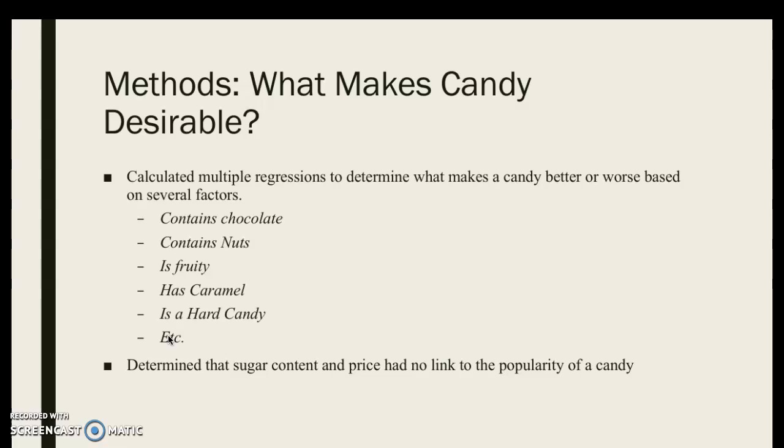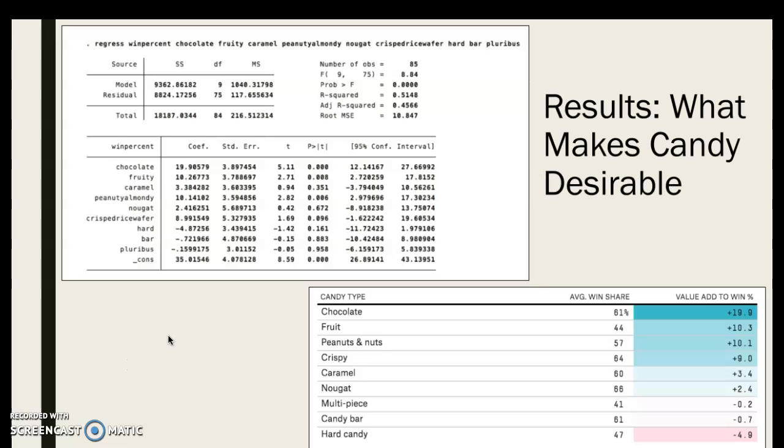Now, what makes a candy desirable? Oh, sorry, I meant the method used to determine what makes a candy desirable was calculating multiple regressions, and it was based on several factors, such as whether the candy contained chocolate, if it contained nuts, if the candy was fruity, if it had caramel, if it was a hard candy, and etc. The factors that they did not use were sugar content and price, because they determined that those factors had no link to the popularity of the candy. And these were the results of what makes a candy desirable.